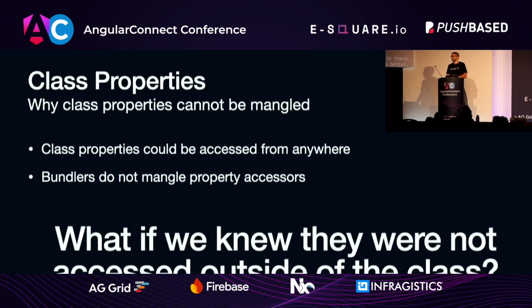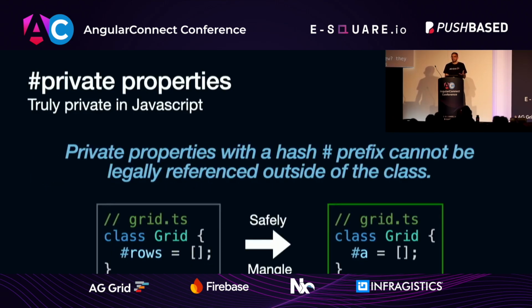But then the key thing is, what if we knew they weren't accessed outside the class? And this leads us on to true private properties. So this syntax, hash and then the name of the property, is a truly private variable from JavaScript's point of view. So if you instead had a class where the rows were now using this syntax, you can't access it outside of the class. So the bundler can now take advantage of that information and say, well, it's definitely safe for me to mangle this property because I only need to do it within this file. And it can be confident that it isn't going to be breaking any other code in the process.